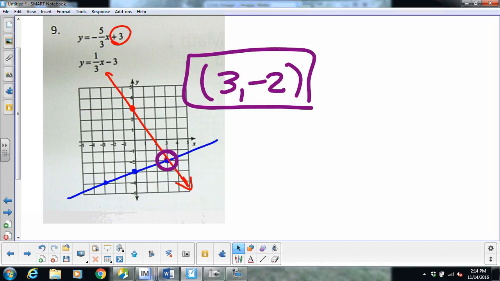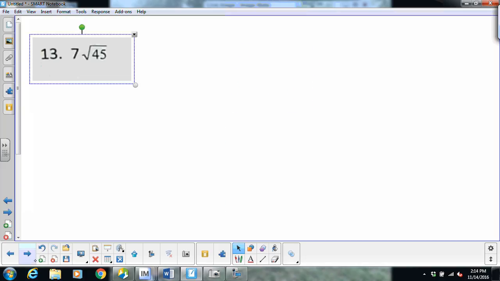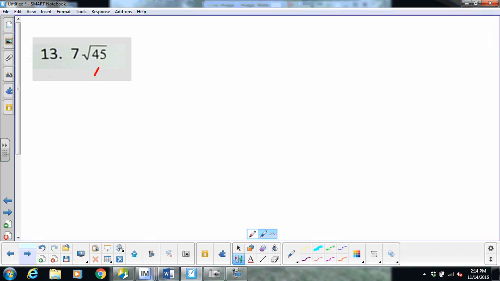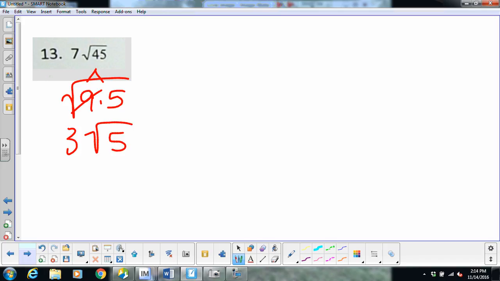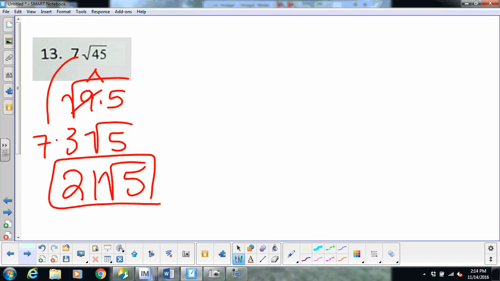Okay, and then the last part on the homework that y'all have are radicals. So here's number 13. Basically, you start with 45. What are we going to break 45 down into? And our correct answer is going to be 9 times 5. So the square root of 9 is 3. So that 3 comes out. We've got to bring our 7 down, and 7 times 3 is 21 radical 5. So that's how you will also do number 15.